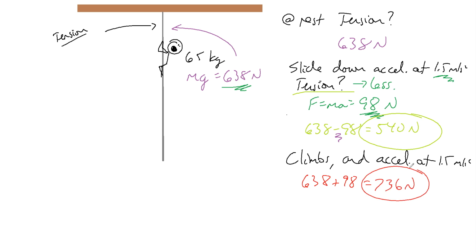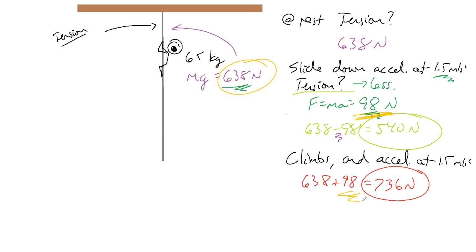Okay, so you just got to think about the situation. If he's just at rest, if he's just sitting there, the tension is 638. If you slide down the rope, accelerating at 1.5, you're going to reduce it by your F equals ma. If you climb up the rope, you're going to increase the tension, and you're going to increase it by the F equals ma. So you get more or less tension.